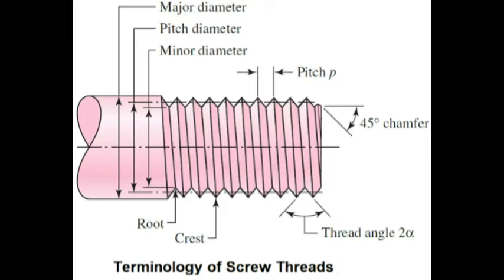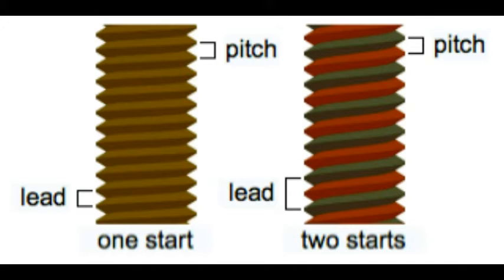And now lead. Lead is the distance through which a screw advances axially in one complete revolution. For a single start thread, lead equals pitch. For a multi-start thread, lead equals number of starts times pitch. That means lead equals n times pitch, where n is the number of starts.